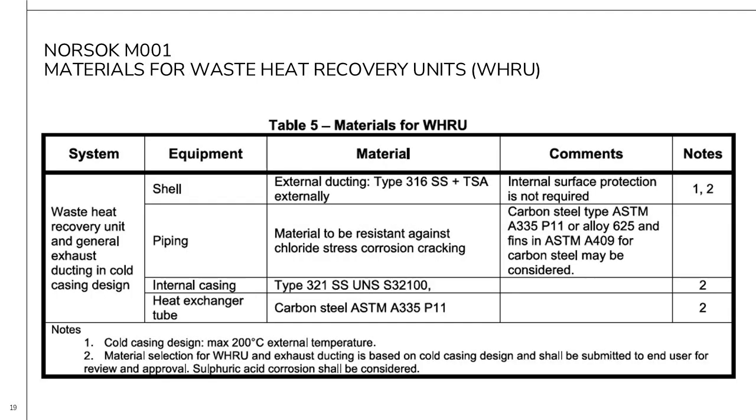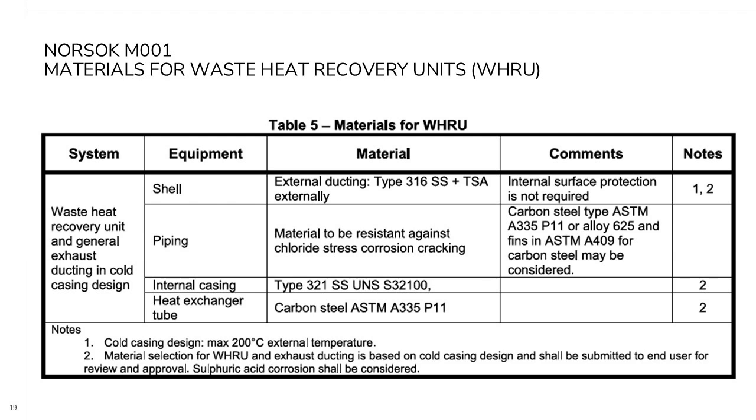Let's take a look at Table 5, Materials for Waste Heat Recovery Units, or WHRU. Material Selection for Waste Heat Recovery Units under NORSOK M-001 Cold Casing Design, Max External Temperature 200 degrees Celsius, specifies Type 316 stainless steel with thermal spray aluminum, or TSA, for external shell protection, with no internal coating required.